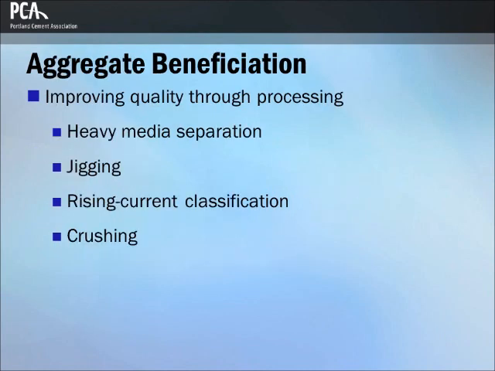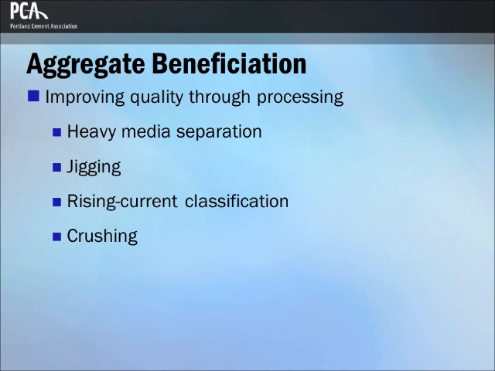Aggregate processing consists of 1. Basic processing, crushing, screening, and washing to obtain proper gradation and cleanliness, and 2. Beneficiation, improving quality by processing methods such as heavy media separation, jigging, rising current classification, and crushing. In heavy media separation, aggregates are passed through a heavy liquid. The heavier particles sink to the bottom while the lighter particles float to the surface.